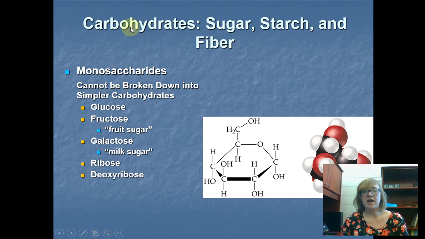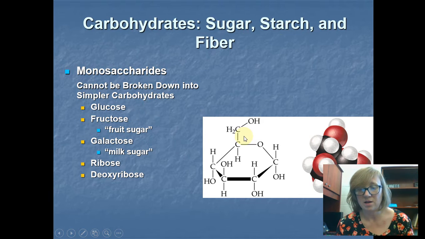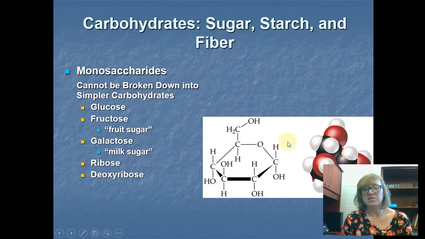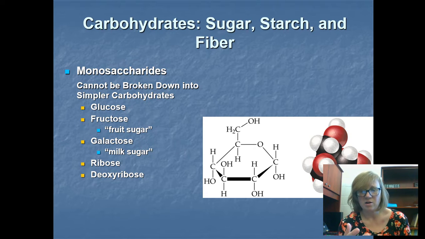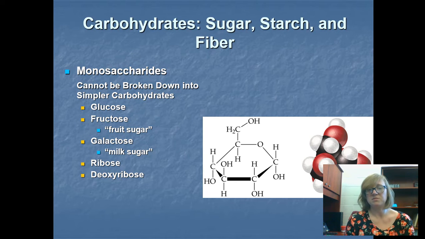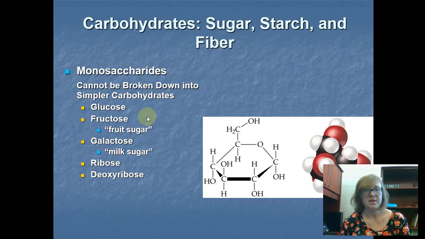So let's look at some basic carbohydrates and what they look like. A monosaccharide is the building block of a carbohydrate. They are simple sugars. Here's one right here. The most common simple sugar, the one that you've probably heard of, is glucose. They can't be broken down into any simpler carbohydrate. That's the simplest building block. If we break that down even more, then we don't have a carb anymore. We have something else.